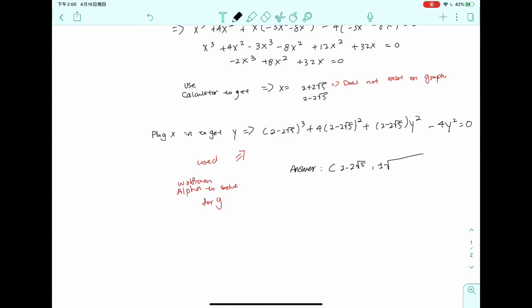Over here I copied my y value wrong. I'm gonna erase it and rewrite it after. But now we can see that I have my x value and the corresponding y value. So this is the correct answer for this question.